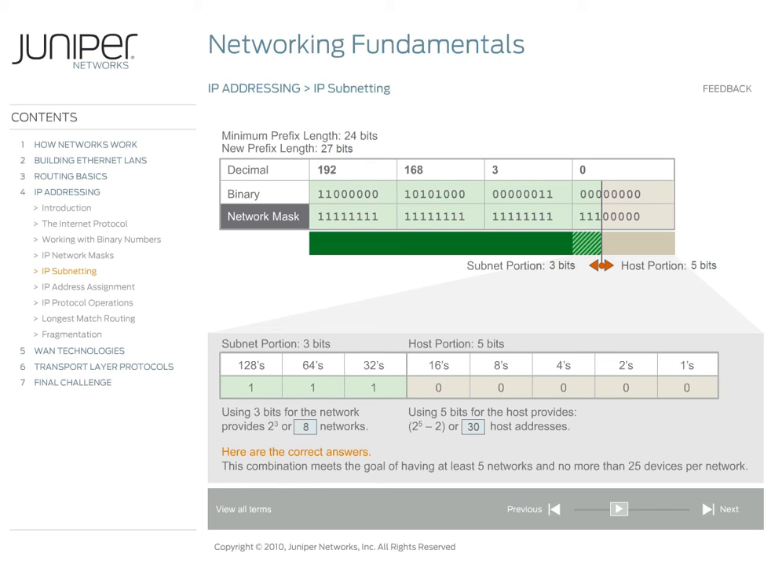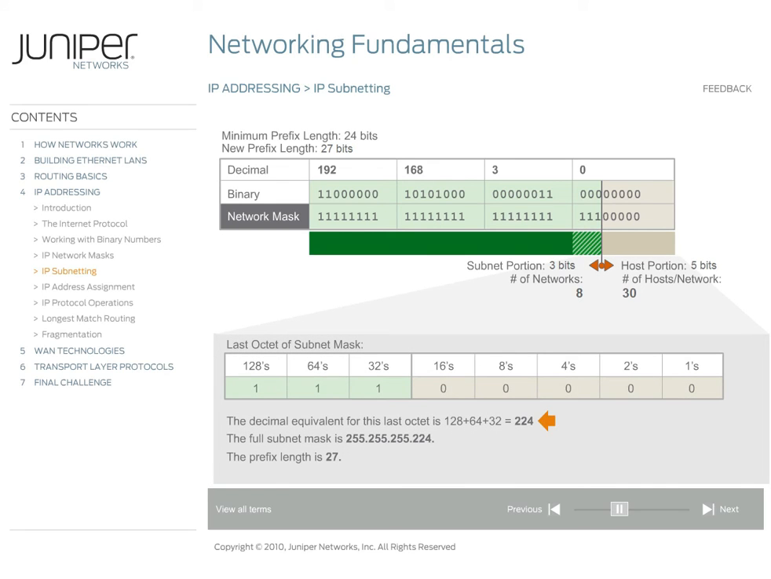On the network side, with 3 bits, we have a total of 8 different network numbers, which meets our requirement of 5 unique network numbers. With 5 bits, we can now support 30 hosts per network. Perfect! So Acme's networks at the new location will use a prefix length of 27 bits.